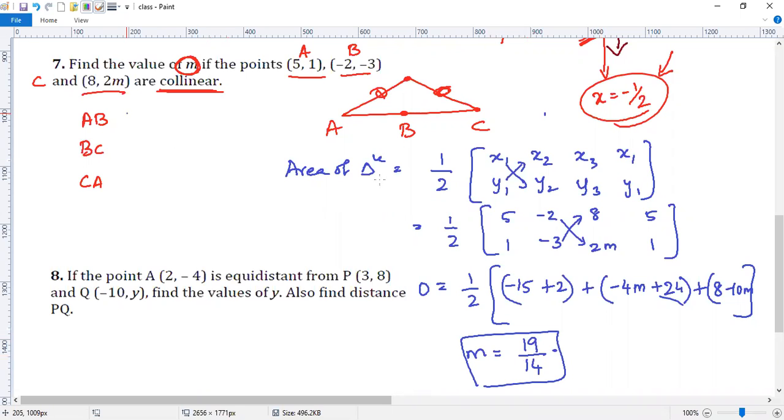So whether you apply the distance formula or the area of triangle formula, either way you will get 3 marks for mentioning the final answer for m. Okay, 19 by 14.